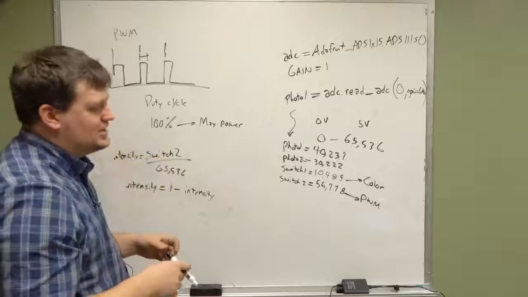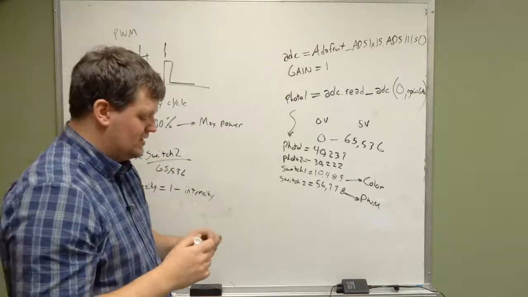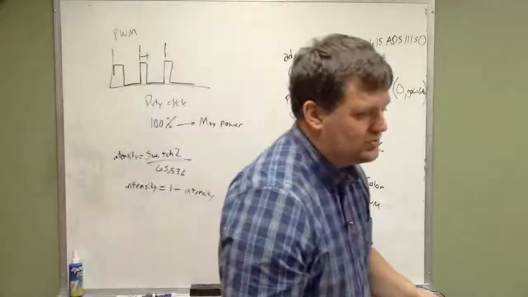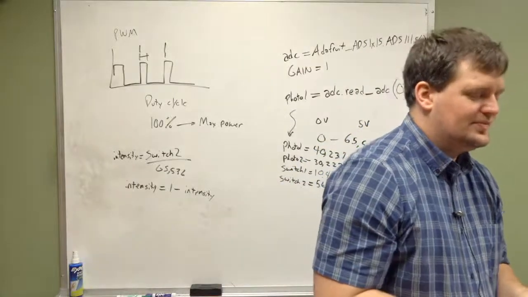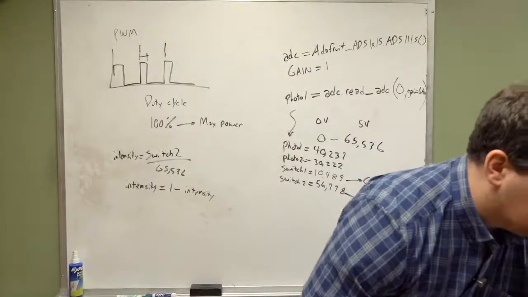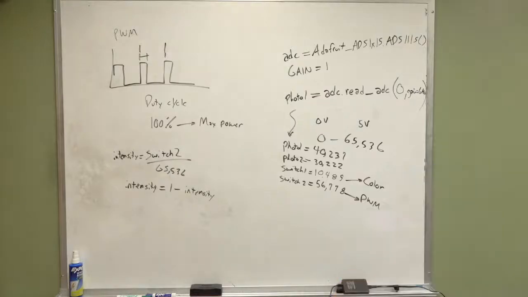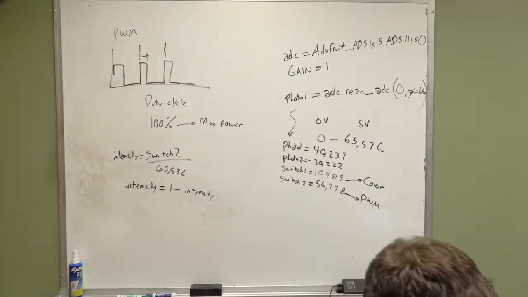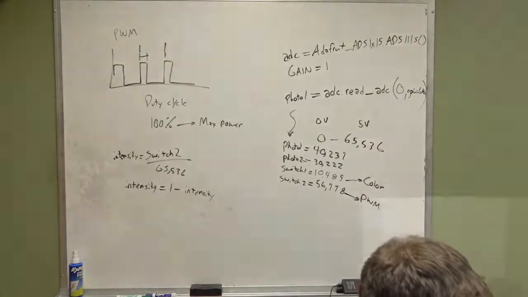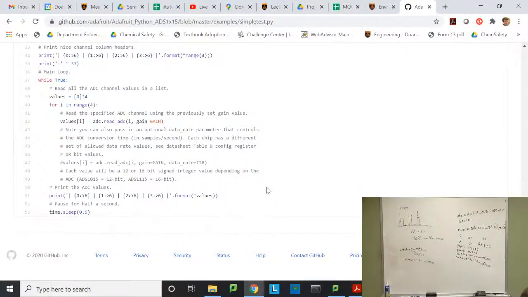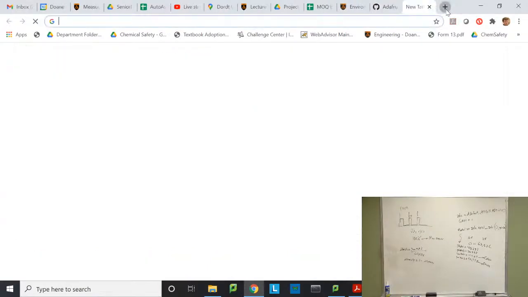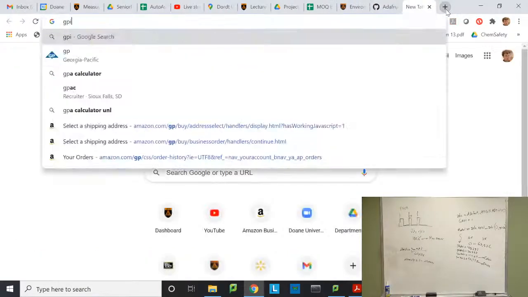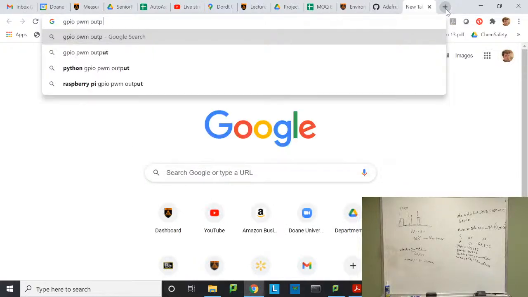Now for actually addressing the PWM pin, what you have to do is, let me look this up real quick. So I'm going to quickly change this to my desktop background again, so that you can see what I'm doing. And I'm just going to go here and look up GPIO PWM output Raspberry Pi.